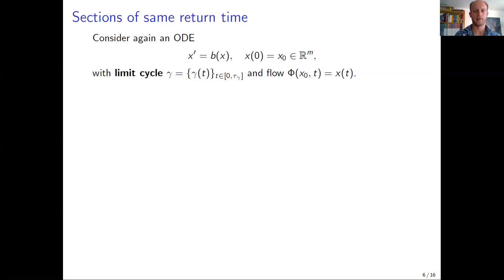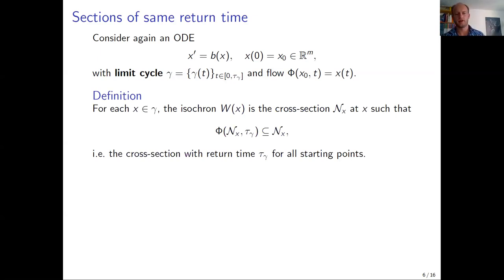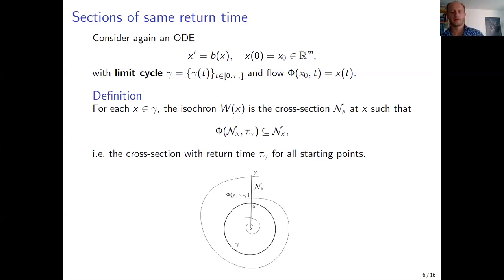If we go back again to the ODE setup, just to remind you that for this limit cycle, we can define the isochron as a cross section at the limit cycle where the return time for all points at this cross section is the same, and it equals the period of the limit cycle. So just to give you the picture again, in the case of our example, where there would be a repelling equilibrium point in the middle, at the origin, and there would be convergence to this limit cycle from both sides, we could draw such a cross-section as our isochron seen before.